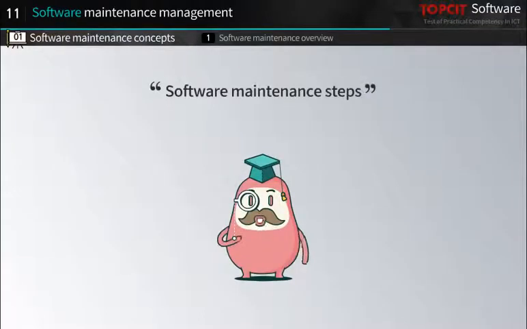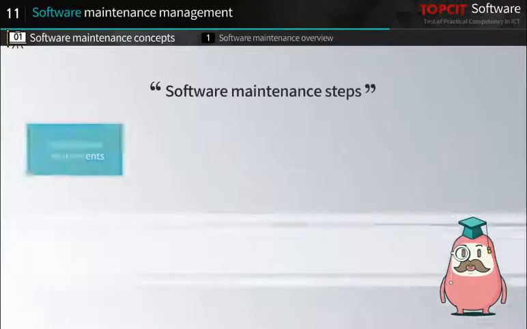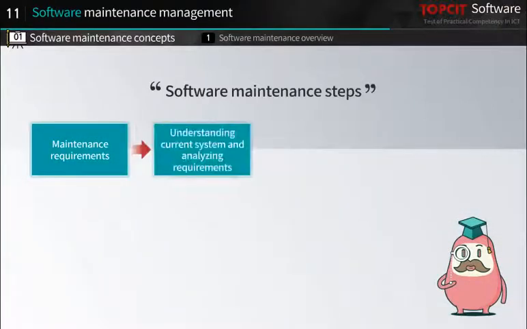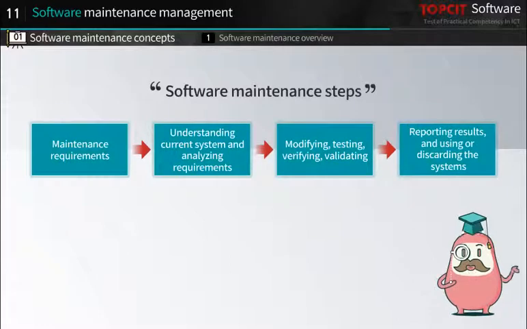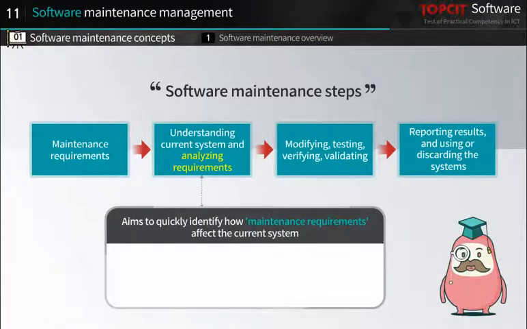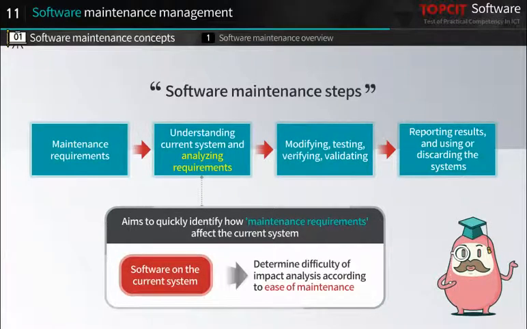Software maintenance typically involves the following steps. They are maintenance requirements, understanding the current system and analyzing requirements, modifying, testing, verifying, validating, reporting results, and using or discarding the systems. The key activity here is requirements analysis, which aims to quickly identify how maintenance requirements affect the current system. This impact analysis can be easy or require enormous effort on the other hand, depending on how easy the maintenance of the software on the current system is.